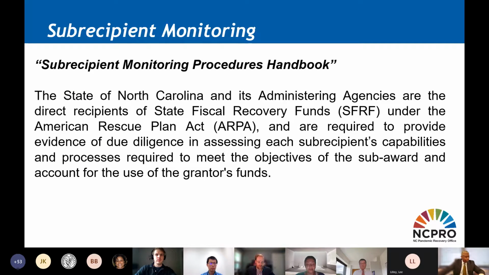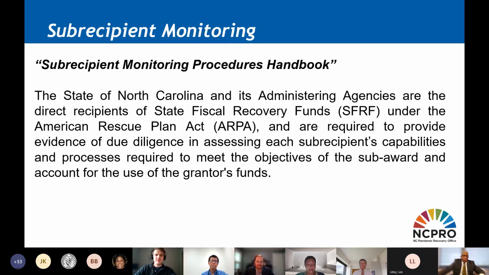All right, so as we move forward in doing this, and again, we will not cover all the how-tos, of course, today, but you can expect to receive a tool that will be called the Subrecipient Monitoring Procedures Handbook. That will be coming out very shortly. And I'm not just saying shortly, but very, very shortly.